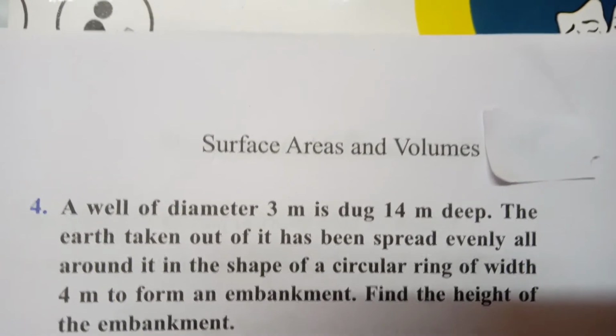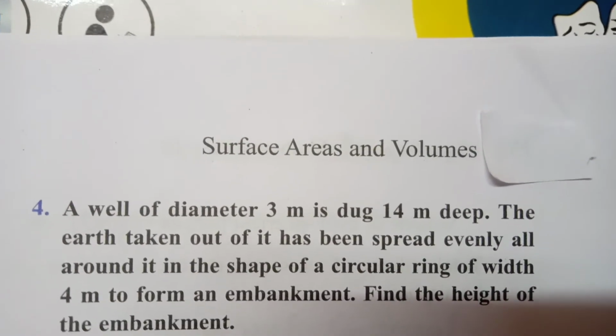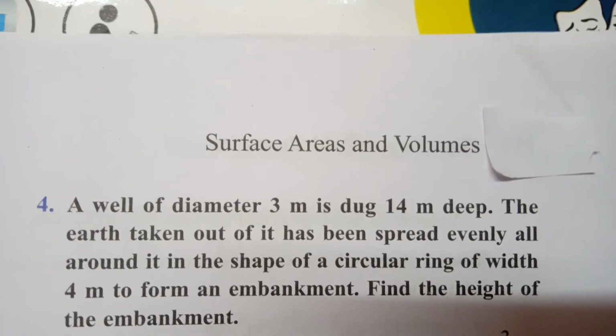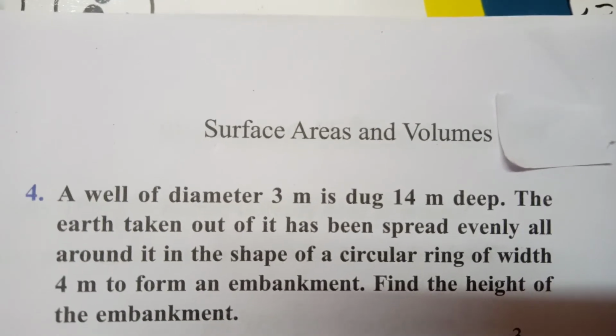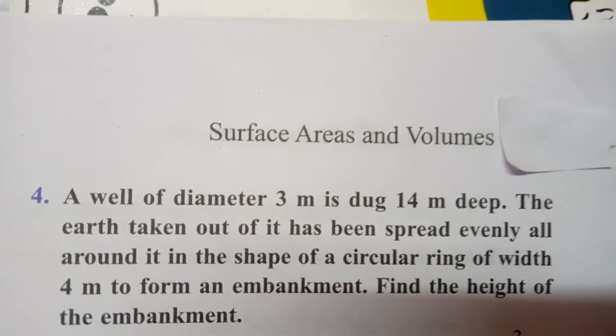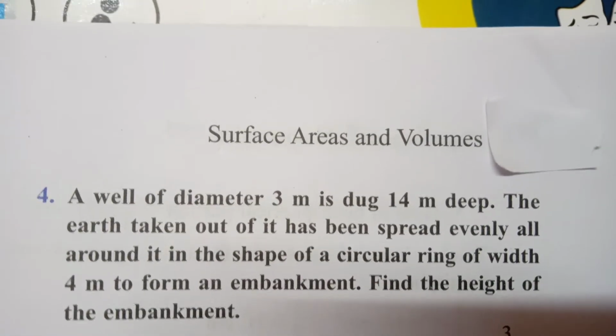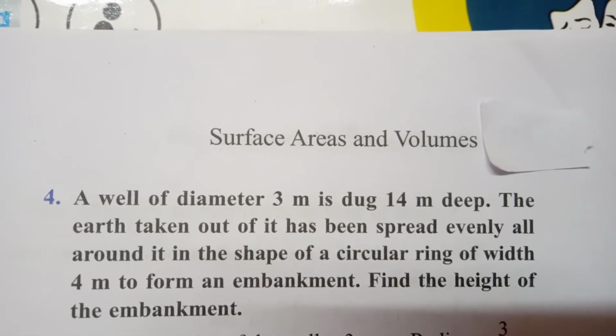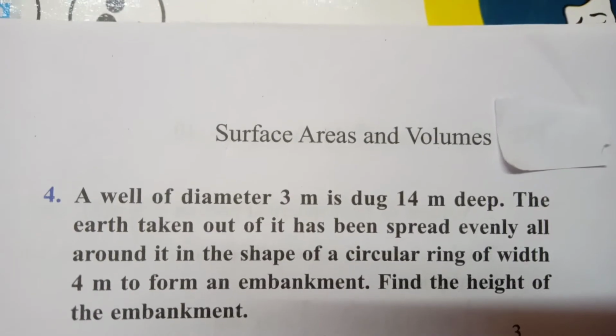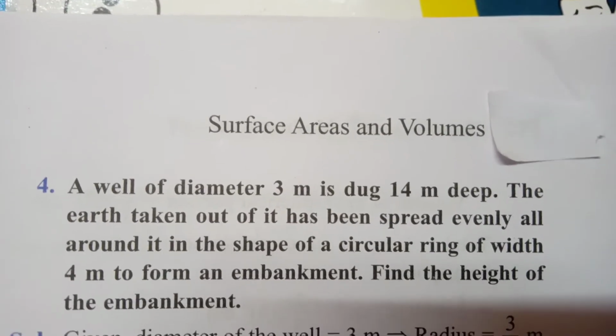A well of diameter 3 meters is dug 14 meters deep. The earth taken out of it has been spread evenly all around in the shape of a circular ring of width 4 meters to form an embankment. Find the height of the embankment.